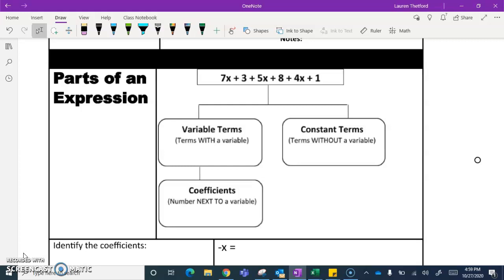So there's kind of like three parts. There's the variable term, which is the term with the variable. A variable is a letter. So this is just saying that it is a letter. So we're looking for all of the terms that have a letter in our expression. So 7x, 5x, and 4x. These are all of our variable terms.